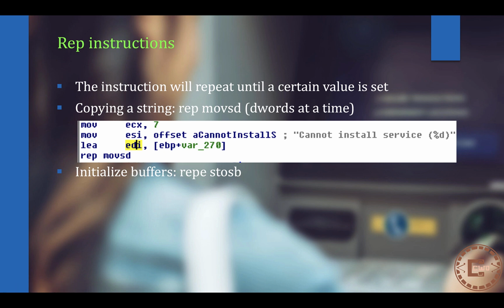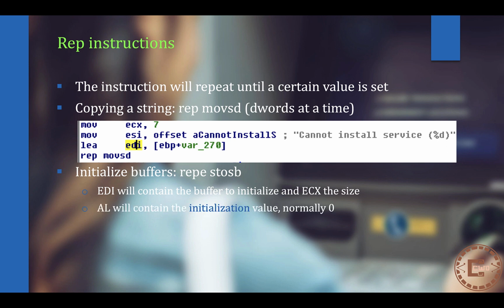Let's see another example, rep stosb. Again, this at the end is b. This b is not d. D is for double word, B is for byte. Now instead of double words it's bytes. In this case, rep will need EDI, and EDI will contain the buffer to initialize, and ECX is going to be the size. AL, which is 8 bits, will contain the initialization value.